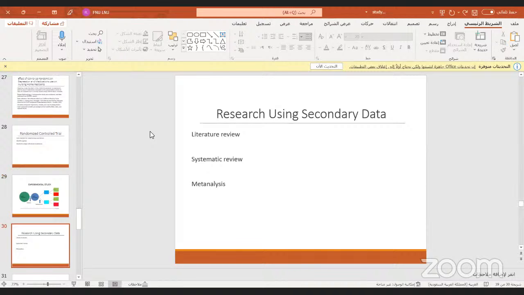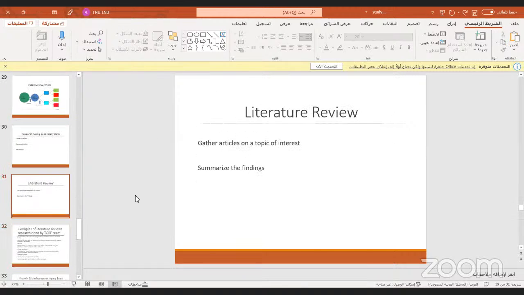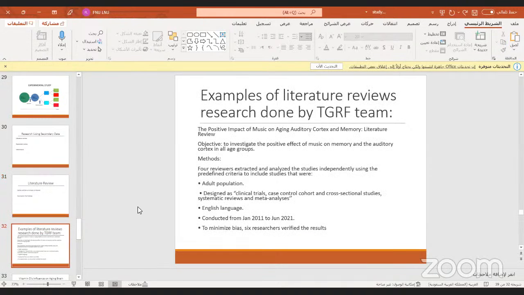Research. Okay, right now we are moving to talk about some research and study designs which use secondary data like literature review, systematic review, and meta-analysis. The main point in literature review is that you are going to gather information from articles that previously studied the topic of interest and summarize the findings. For example, this is a literature review done by the fellowship team.